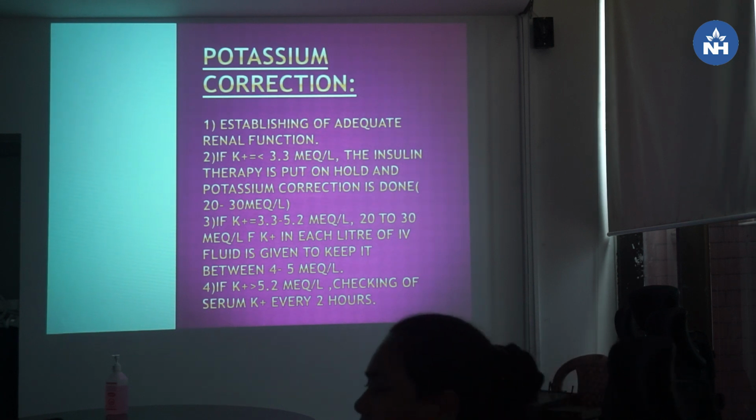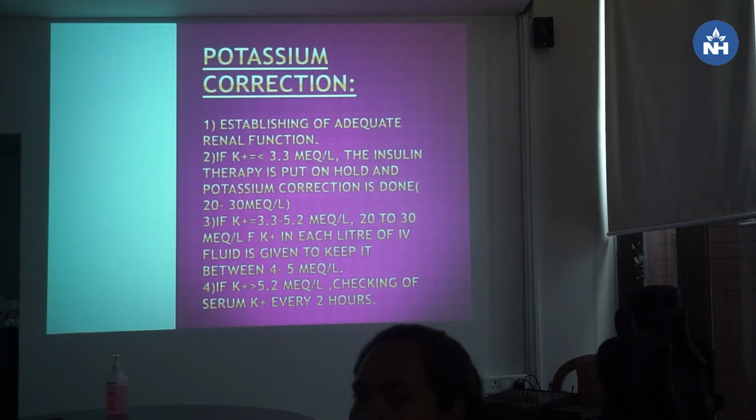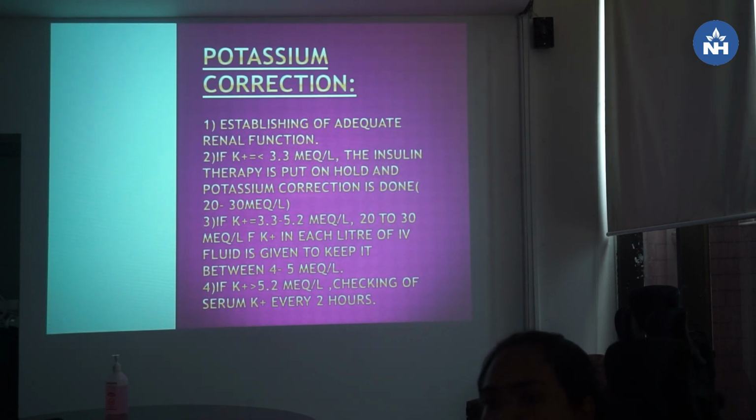Here is the matter: if the potassium is 3.3 to begin with, it is disastrous, because in DKA you are expected to get a higher potassium level, pseudo-hyperkalemia, because of acidosis. So if the potassium is 3.3, the total potassium stored in the body, the deficit, is really low. That is why insulin is put on hold, because the potassium stored is really low. In DKA, getting a hypokalemia is something very dangerous. You expect to get a higher potassium.